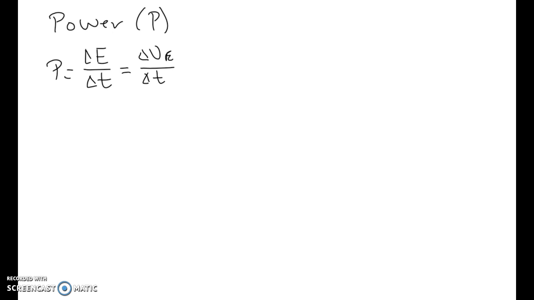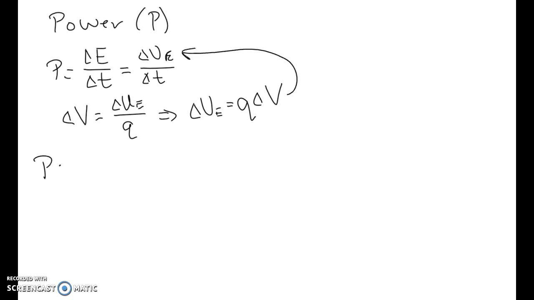If you remember, we do have a relationship for change in potential energy. We know that voltage, or potential difference, is defined to be the amount of potential energy available per unit charge. So we can rearrange this, and we see that our change in electric potential energy is equal to our charge multiplied by our voltage. Let's plug this in up here. So now we have an expression for power: charge times potential difference divided by time.